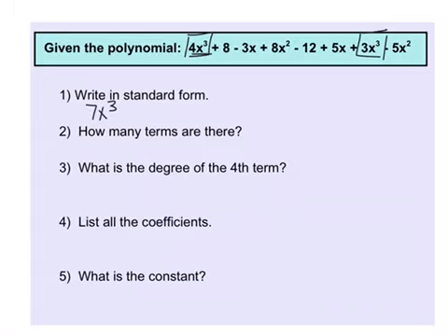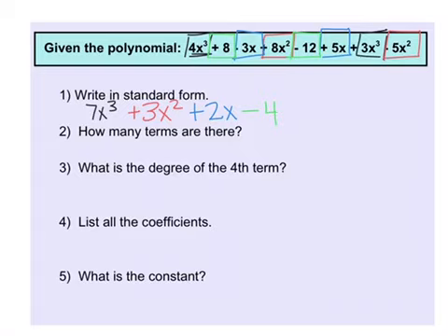Next, I'm going to look for my x squared. So I have an 8x squared and a negative 5x squared. So I'm going to end up with a positive 3x squared. Go ahead and look at your x's now. I have a negative 3x and a positive 5x. So I end up with a 2x. And then going on to my constants, I have a positive 8 and a negative 12. So I'm going to end up with a negative 4.